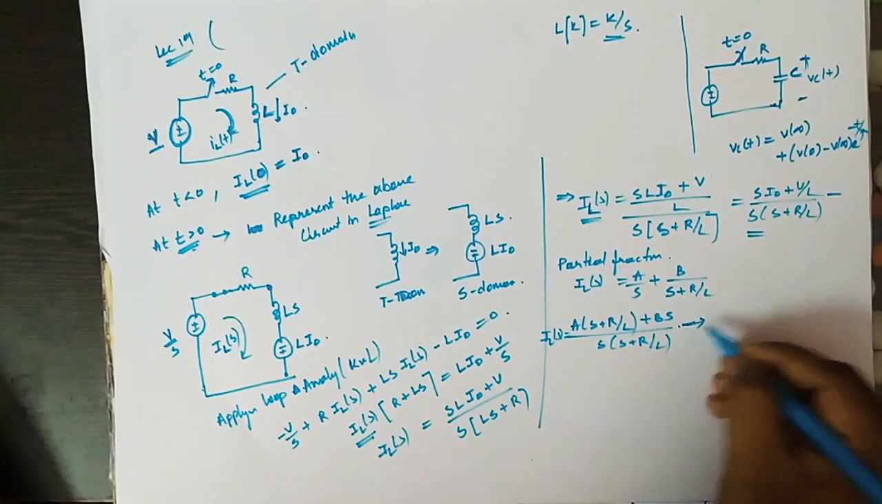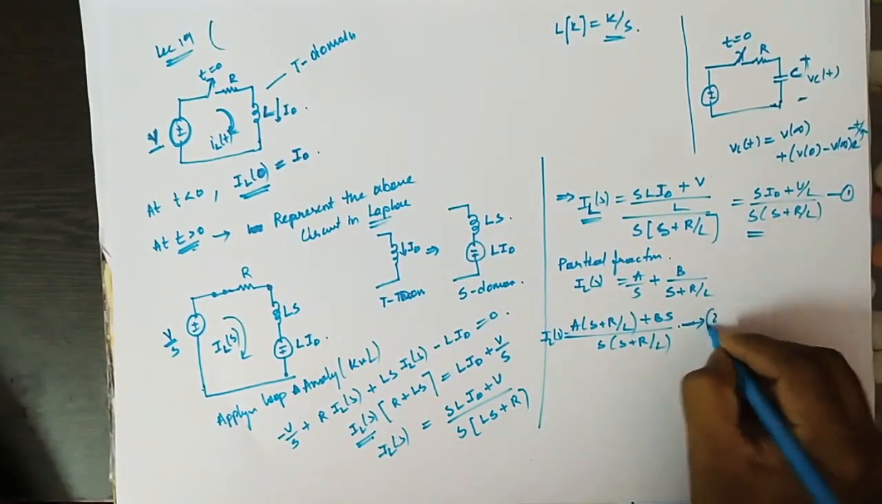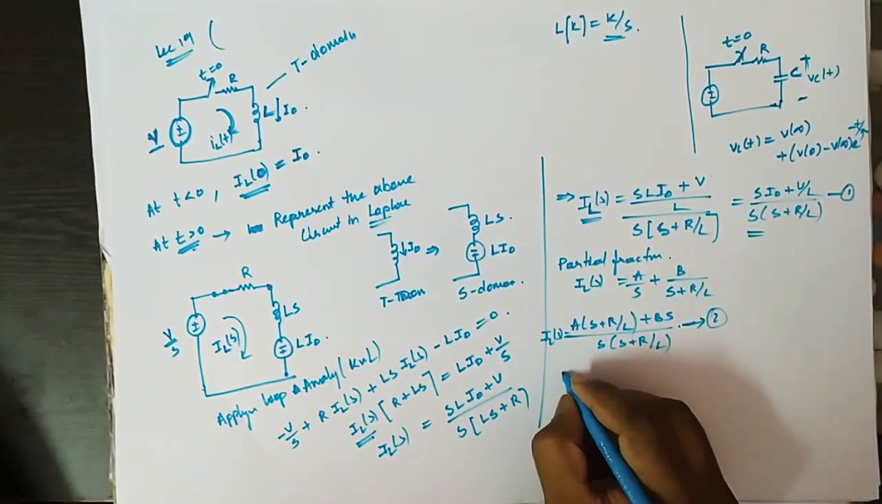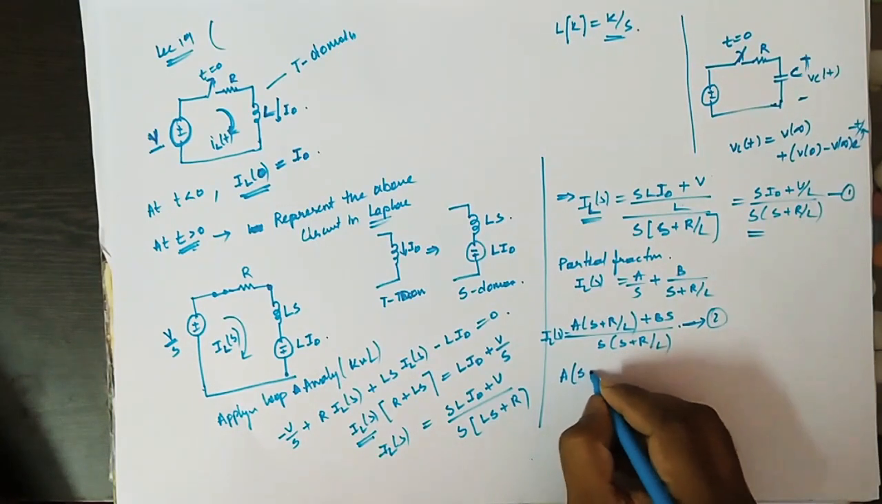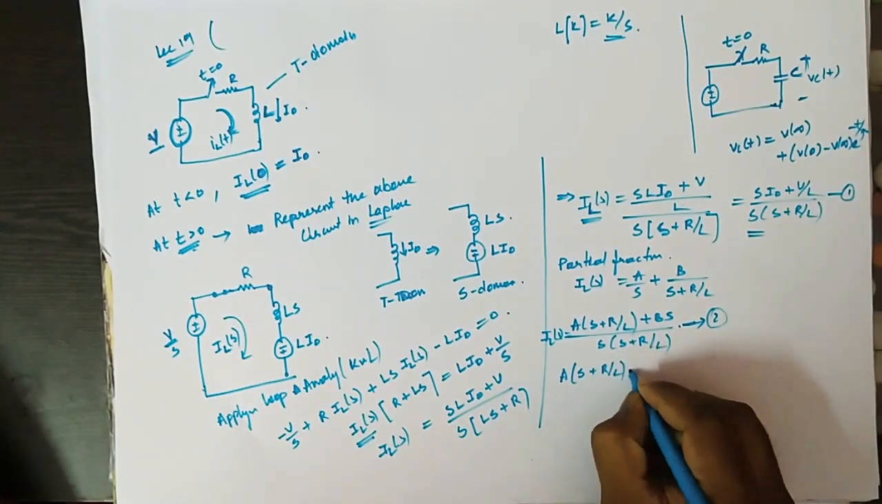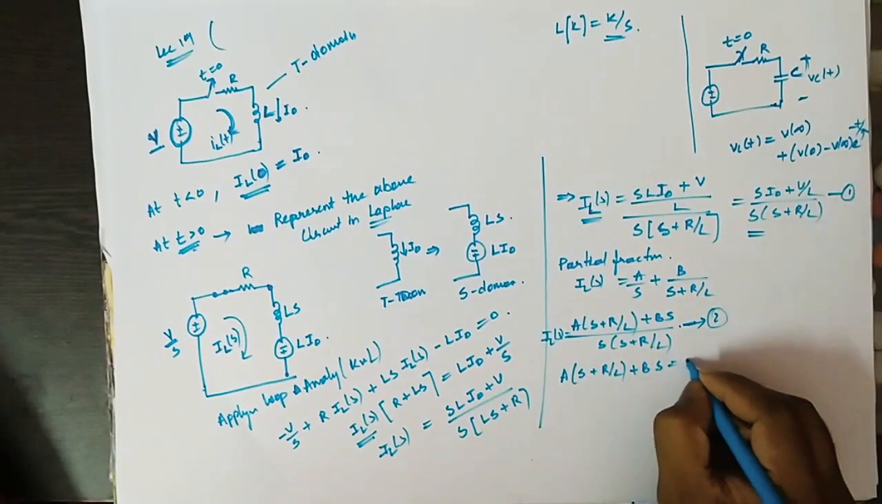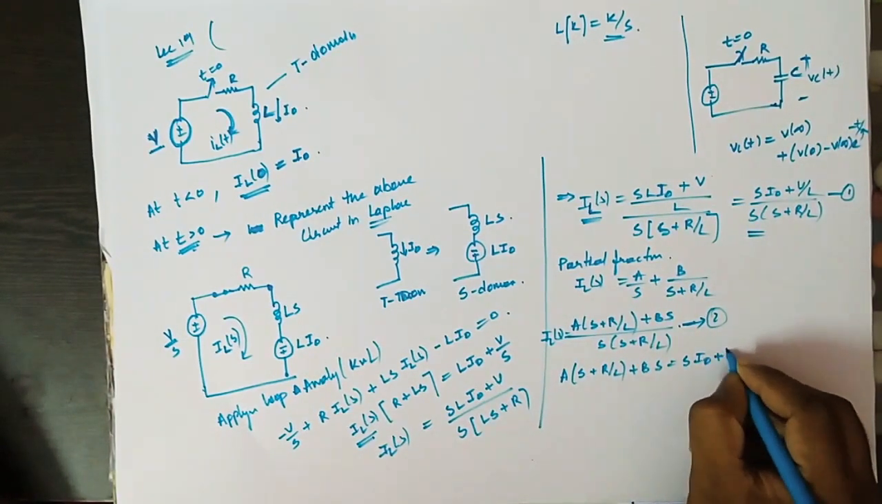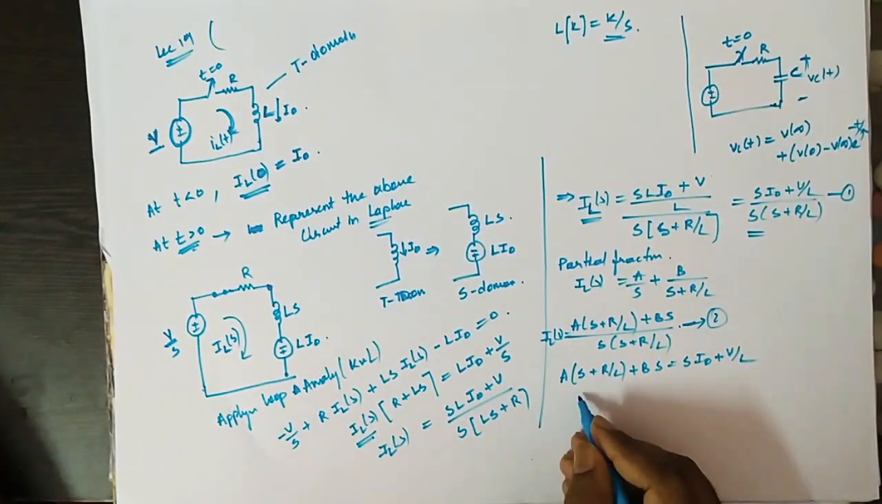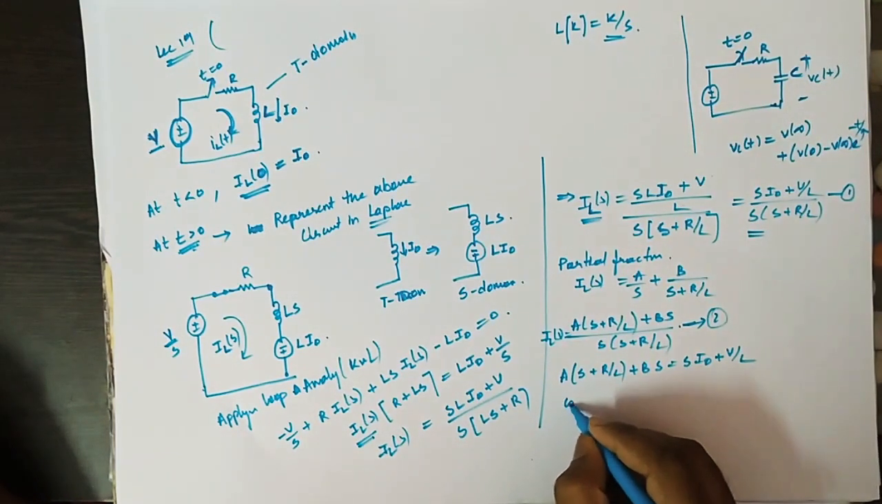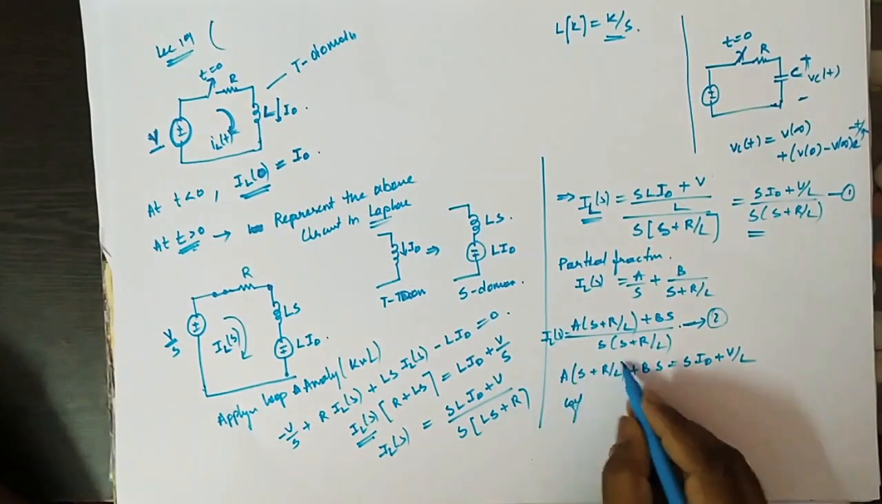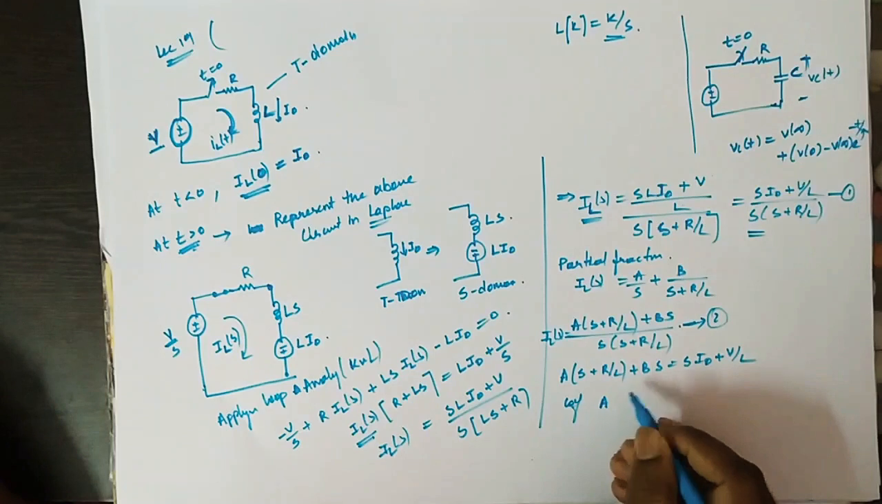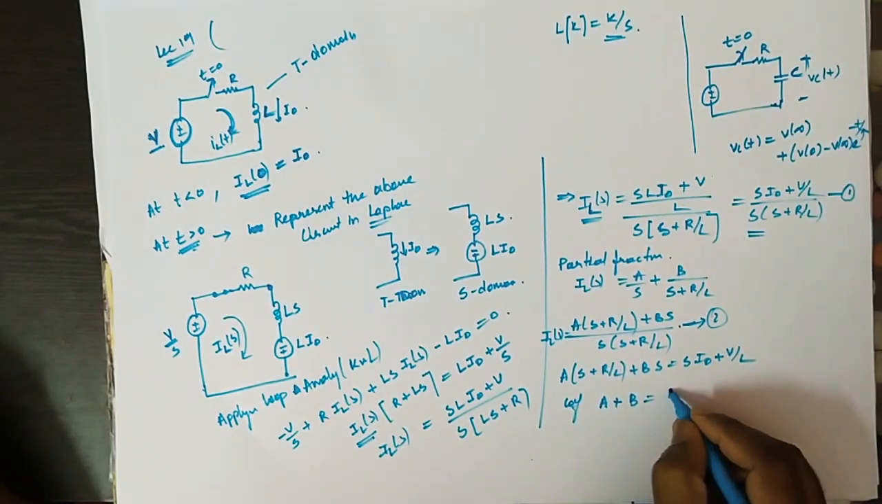Comparing both equations, you get the numerator: A into (S plus R by L) plus BS equals S into (I naught plus V by L). So compare the coefficient of S. The coefficient of S here has A, then you have B, and on the right the coefficient of S is I naught.